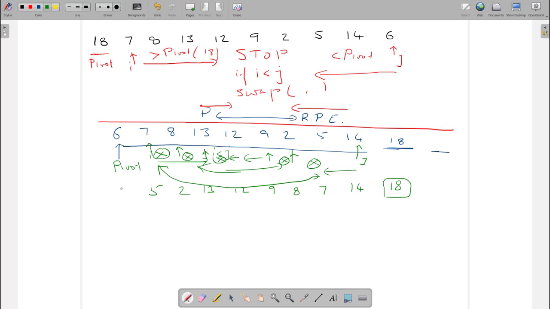That 6 needs to get interchanged with 2. Okay. 2, 5, 6, 13, 12, 9, 8, 7 and 14 and 18. Out of these, 18 and 6 are now in their correct positions. And 6 has created two partitions, 2 and 5 and 13 through 14. And these need to be taken care of.